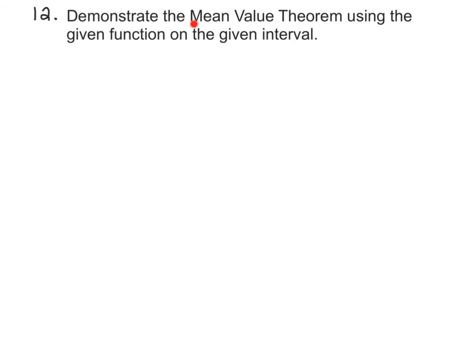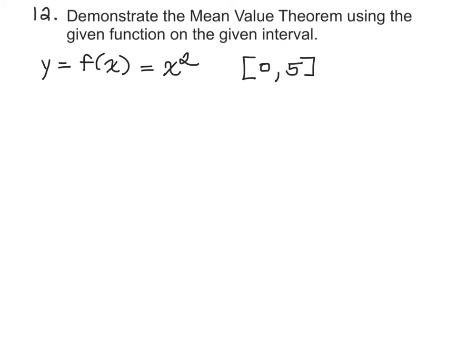In this problem, we're going to demonstrate the mean value theorem using a given function on a given interval. So let's start with our given function. Y is a function of x. And we'll make this very simple. It's x squared. And we're demonstrating the mean value theorem on an interval of 0 to 5.